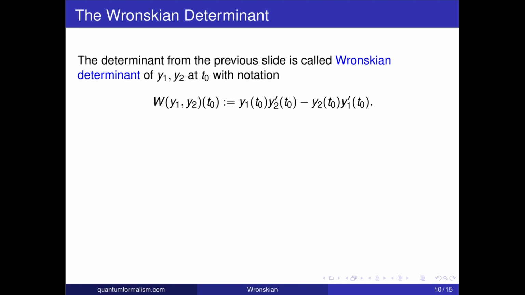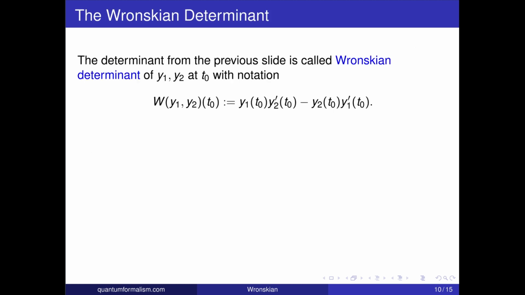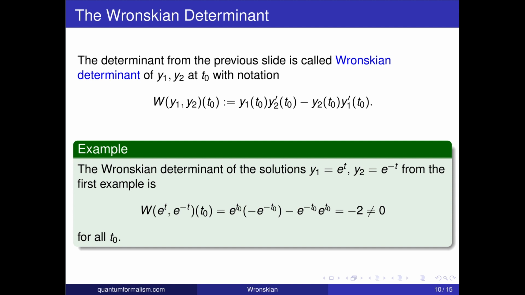Yeah, and this is just writing out that determinant algebraically, right? We have y1 of t0 times y2 prime minus y2 of t0 times y1 prime. That's the determinant there. Okay, so as an example, we can look at the solutions e to the t and e to the minus t from the first example in this lecture.